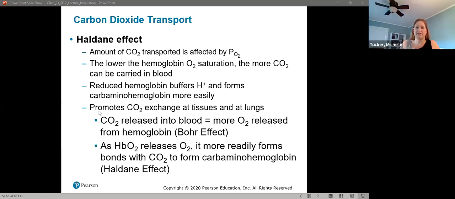So the Haldane effect promotes carbon dioxide exchange at the tissues. The Bohr effect states that more oxygen is going to be released. Carbon dioxide is acidic. It pushes the dissociation curve to the right, so more oxygen gets released. For the Haldane effect, as oxygen is released, it changes the form of hemoglobin so that it's more likely to accept carbon dioxide.